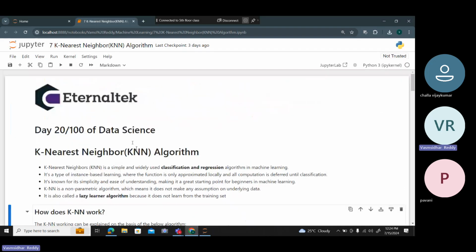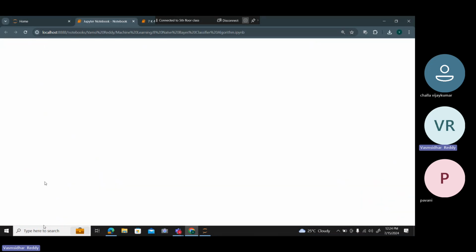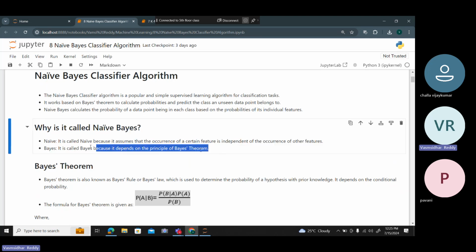Let me move to the practical. Where is the Naïve Bayes? This is the Naïve Bayes classifier. Naïve Bayes classifier is a popular and simple supervised learning algorithm used for classification tasks. So if you want to classify anything, we need to use Naïve Bayes. So why is it called Naïve Bayes? I have mentioned something here also, you can go through that.